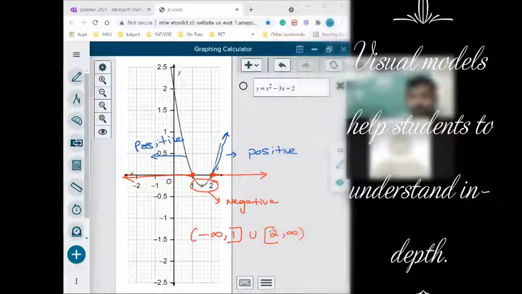Okay, does that make sense? So it's going both ways, right? Yes, because the graph is going up, positive, above the x-axis, here and also here. So the polynomial function graph is positive here and here. That means my domain is this and this, which is negative infinity up to positive 1.